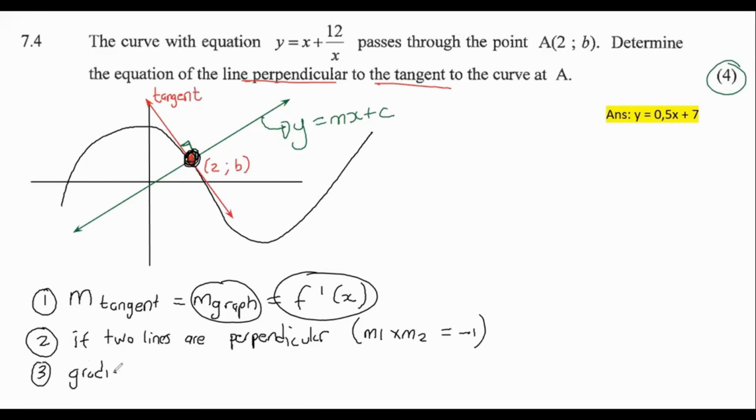The gradient of the graph, we always find that using the first derivative. Remember, guys, that the first derivative stands for the gradient. Okay, so how are we going to do this? What I think we can do first is find the gradient of the graph. Let's go find the gradient of the graph.